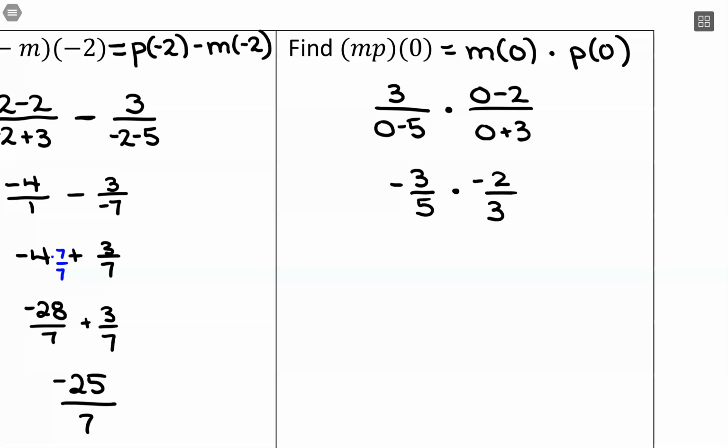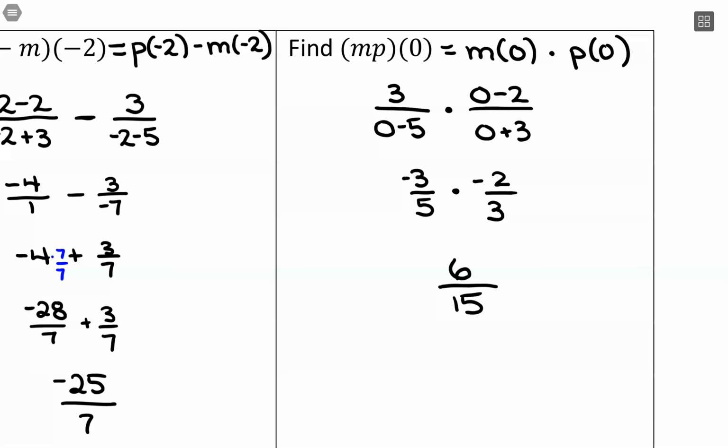If it helps, we can even attach the negative. You could keep it in the denominator, or that negative can move around as long as it only shows up once. I'm going to put it in the numerator. So multiplying fractions. We're going to multiply the numerator, so negative 3 times negative 2 is going to make a positive 6 over, and then you multiply the denominator, so 5 times 3, which is 15.